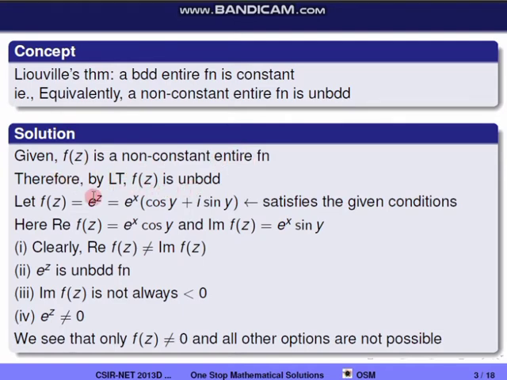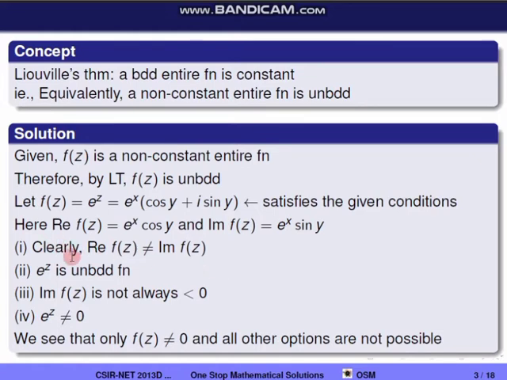So I'm taking such a function. Let me take f of z is equal to e power z. If I take z is equal to x plus iy, then I can write e power z as equal to e power x into cos y plus i sin y. This f of z satisfies the given conditions. And we note that the real part of f of z is equal to e power x cos y and the imaginary part of f of z is equal to e power x sin y.